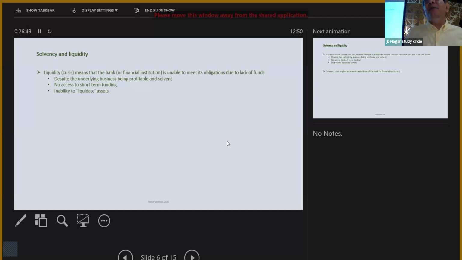RBI nudged private and public sector banks to buy their CDs. Banks never buy each other's CDs. It makes no sense. 8,000 of that 16,000 was bought by State Bank of India. So basically RBI orchestrated support from other banks for the bank. It was not because of Hinduja backing or anything.